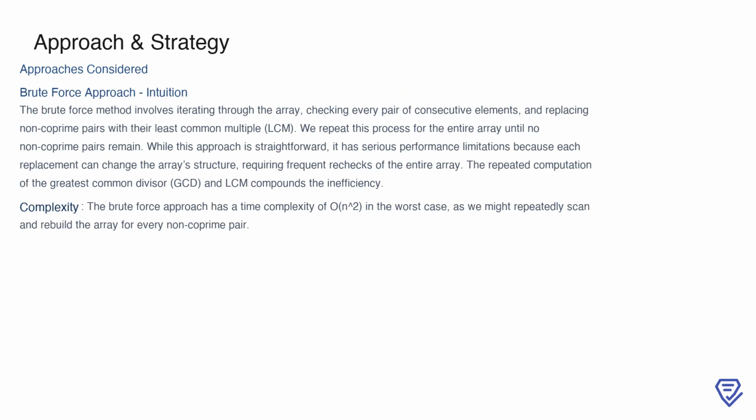To start, let's discuss the brute force approach. The intuition here is fairly straightforward. We iterate through the array, examine every pair of consecutive elements, and replace any non-coprime pair with their least common multiple, or LCM.